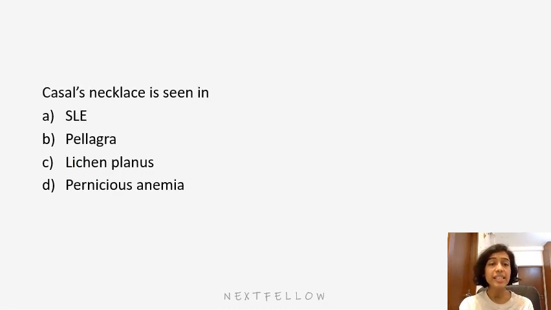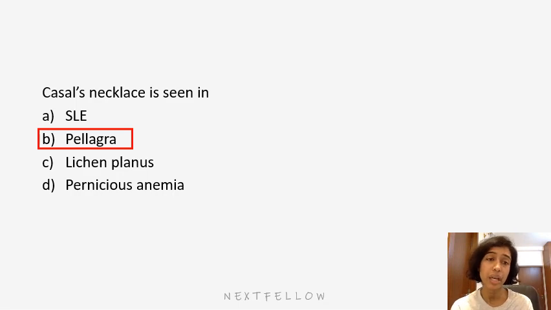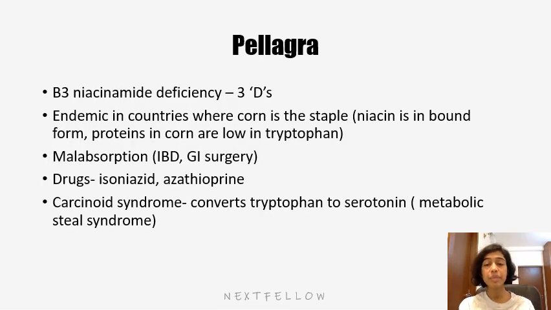Okay. Castle's necklace is seen in SLE, pellagra, lichen planus, or pernicious anemia. Straightforward question. Answer is pellagra. So pellagra is vitamin B3 niacinamide deficiency, causing the three features, the three Ds, that is dermatitis, dementia, diarrhea, and eventually ending in death. That's the fourth D. So it's endemic in countries where they have corn as their staple diet. So niacin in corn is in the bound form, not in available form, and the proteins in corn are usually deficient in tryptophan, which is the precursor for vitamin B3 niacin.